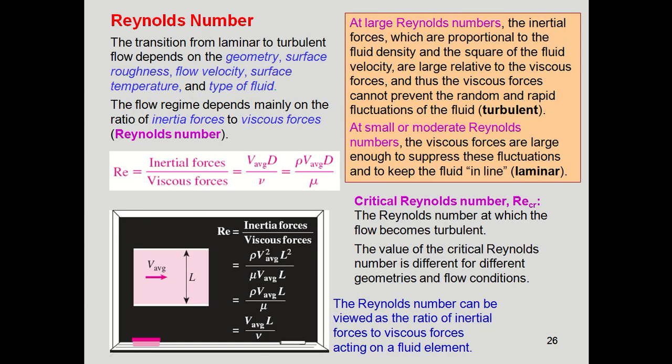Now the Reynolds number. The velocity boundary layer and the heat transfer rate depend upon the velocity, so in that concept we have to find the Reynolds number. So what is the Reynolds number? The transition from laminar to turbulent flow depends on geometry, surface roughness, flow velocity, surface temperature and the type of fluid. The flow regimes depend mainly on the ratio of the inertia forces to the viscous forces.